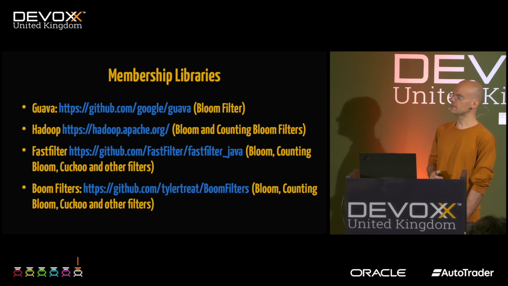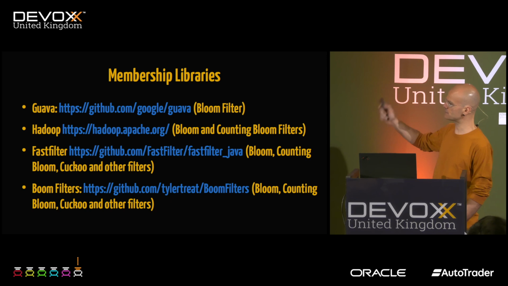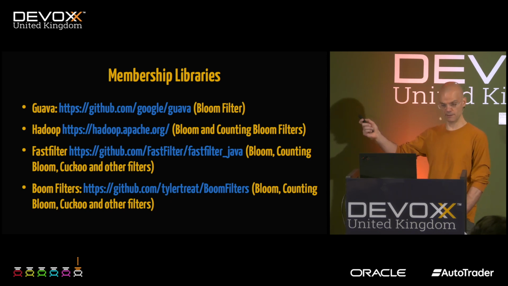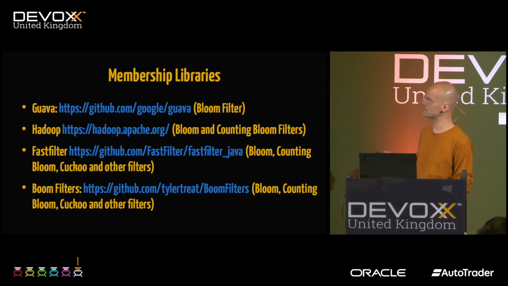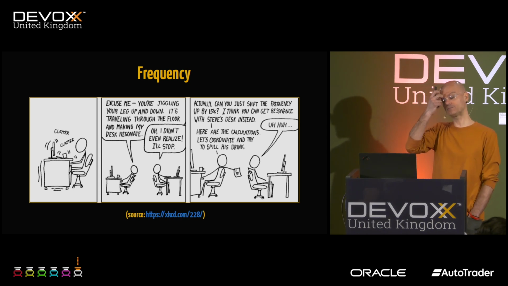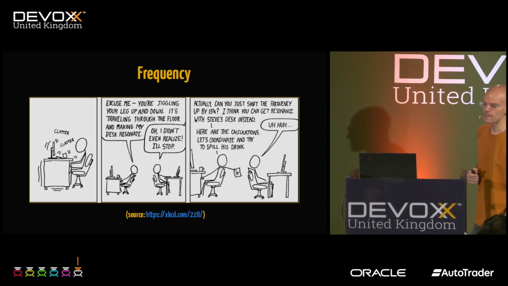So this was a brief overview of the membership class of problems. Here there's a list of libraries which implement these data structures a lot better than my code. And let's get now to the second class of problems that we want to see, which is frequency.